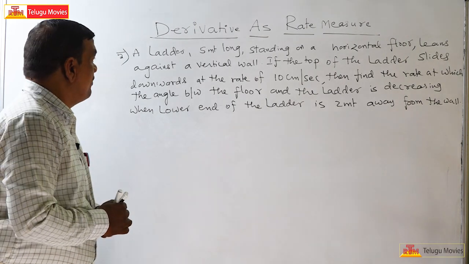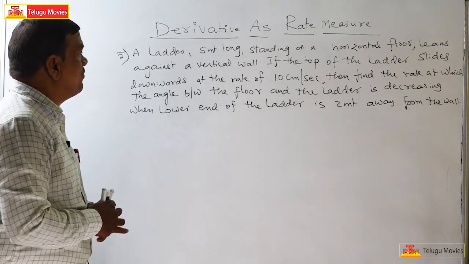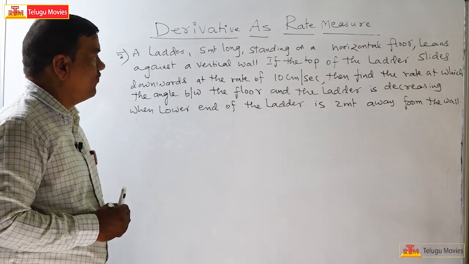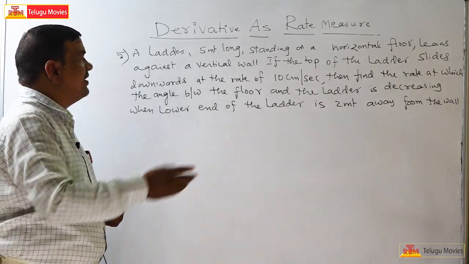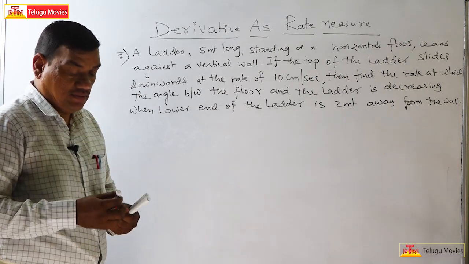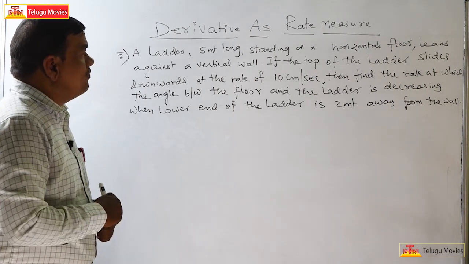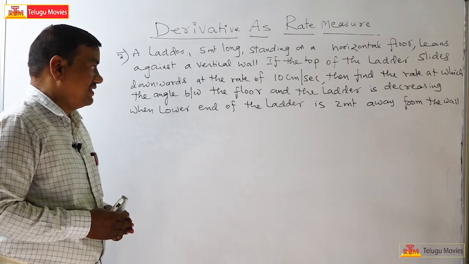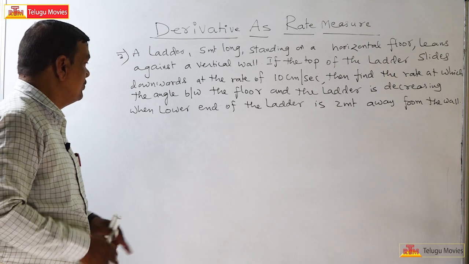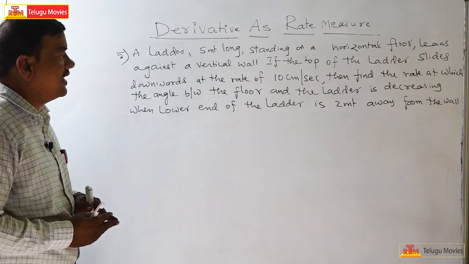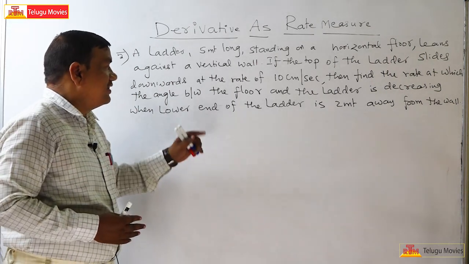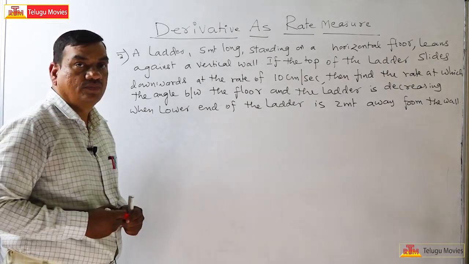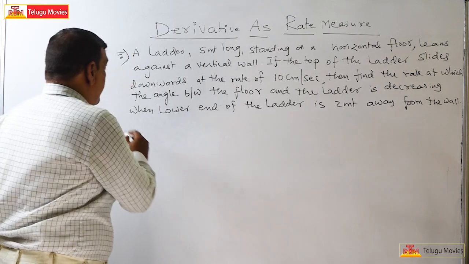Welcome to this type of problem. A ladder 5 meters long standing on a horizontal floor leans against a vertical wall. If the top of the ladder slides downwards at the rate of 10 centimeters per second, then find the rate at which the angle between the floor and the ladder is decreasing when the lower end of the ladder is 2 meters away from the wall. Total, this is a ladder problem.